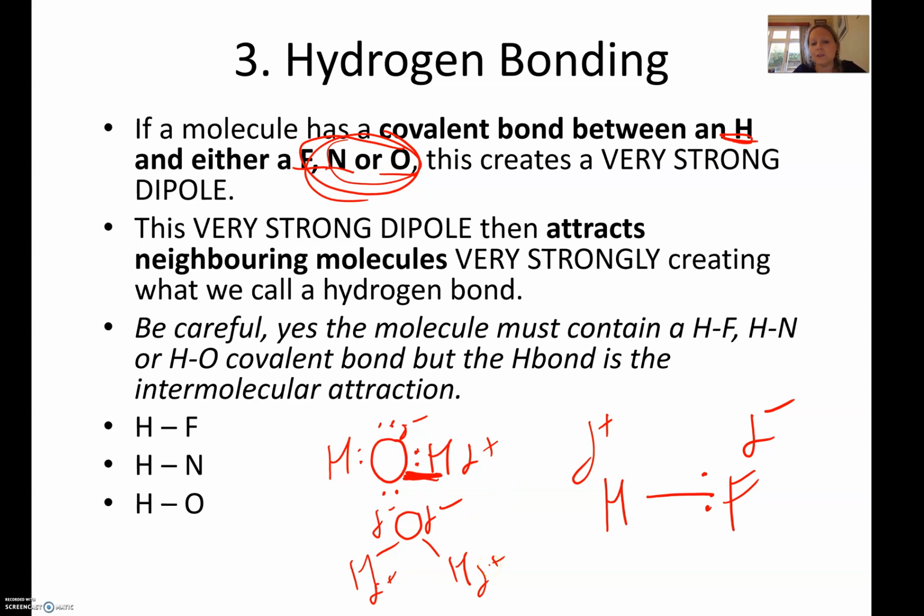And then what happens from here is, because this hydrogen is super positive, it's going to attract a neighboring water super, super strongly, because the dipoles are so strong. So this is the H bond. It is still an intermolecular force, but it is a super strong intermolecular force between the super dipoles that are created because of these covalent bonds. So hopefully that's made sense.